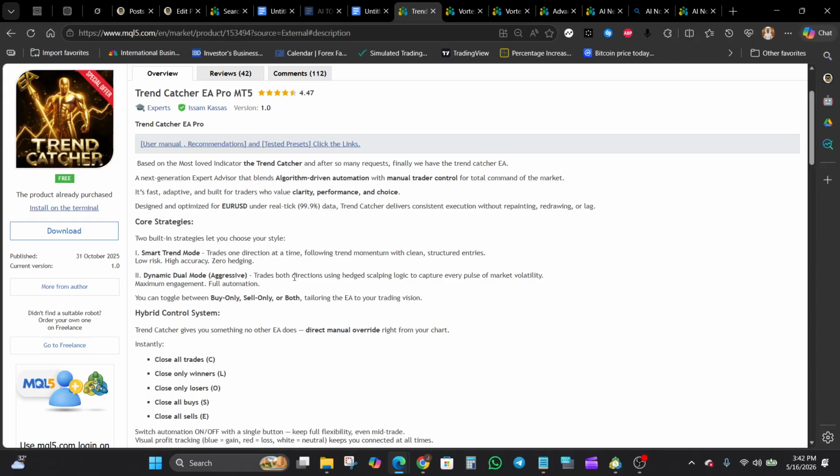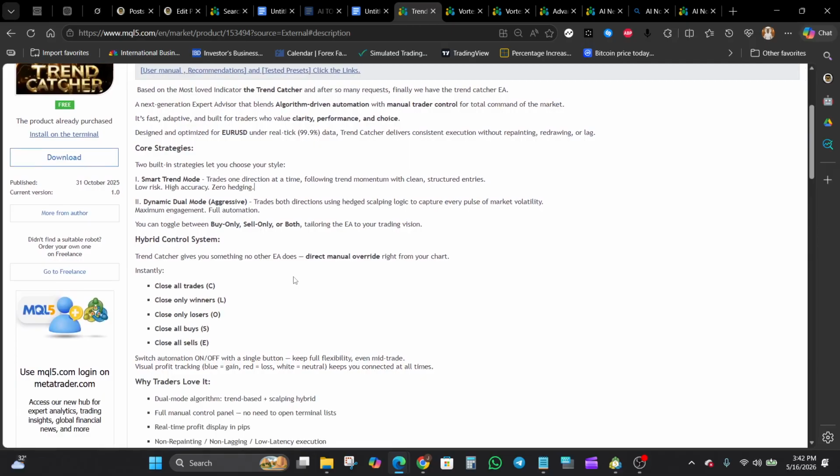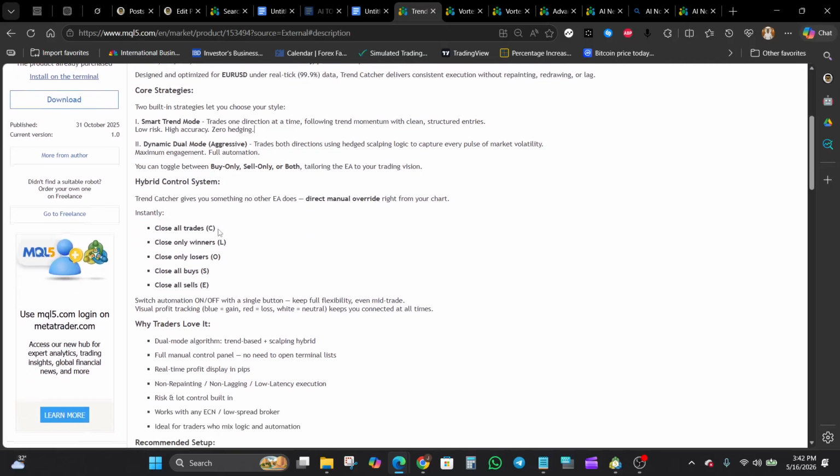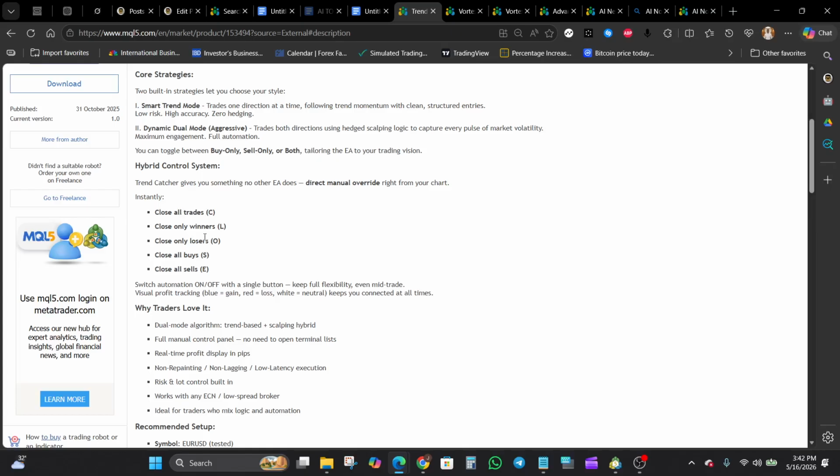What is interesting here is that the EA also allows traders to switch between buy only, sell only, or both directions. So there is some flexibility depending on how you want the system to operate. Another feature shown directly on the MQL5 Marketplace page is the hybrid control panel. From the chart itself, traders can manually close all positions, close winners only, close losing trades only, or close specific buy or sell positions individually. There is also a one-click automation toggle, which adds another layer of control while the EA is running.